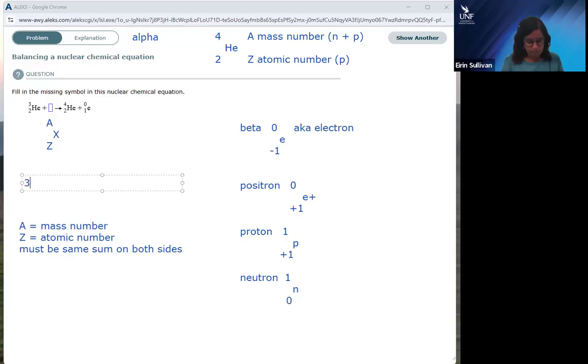So we've got 3 plus A, whatever that is going to be, equal to 4 plus 0. So from that, I can tell that A must equal 1. Okay, mystery nuclide has A of 1. That's the mass number. Then on the bottom, we have 2 plus Z, whatever that must be, is going to be equal to 2 plus 1. So 2 plus 1 is going to be 3. Therefore, Z must also equal 1.